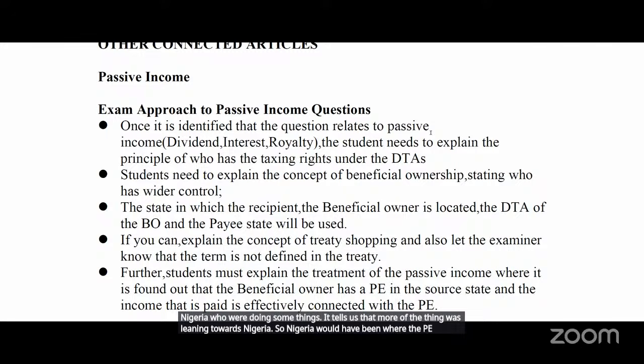But here lies the case. Everything was directing towards Ghana, and they even had an office in Ghana where they go through, they use the server, even though the server is in Nigeria. So it tells you Ghana becomes a PE. Anyway, that's just by the way.